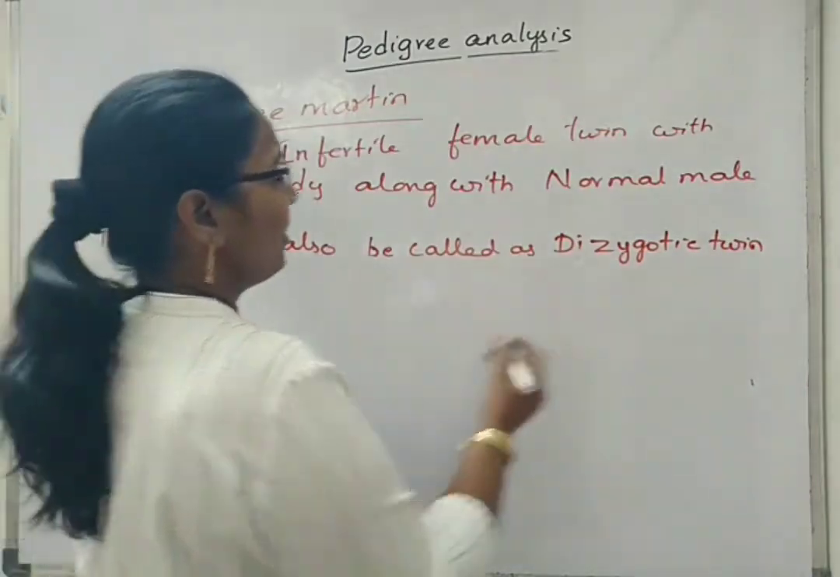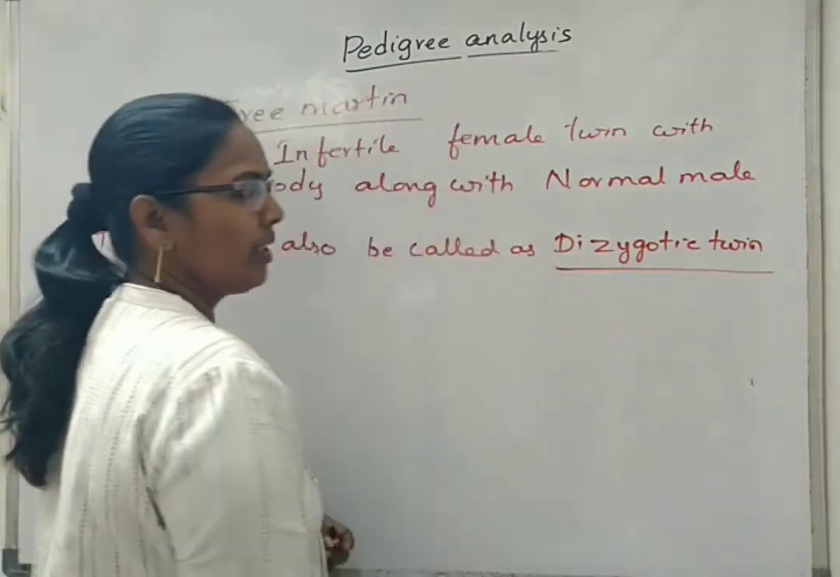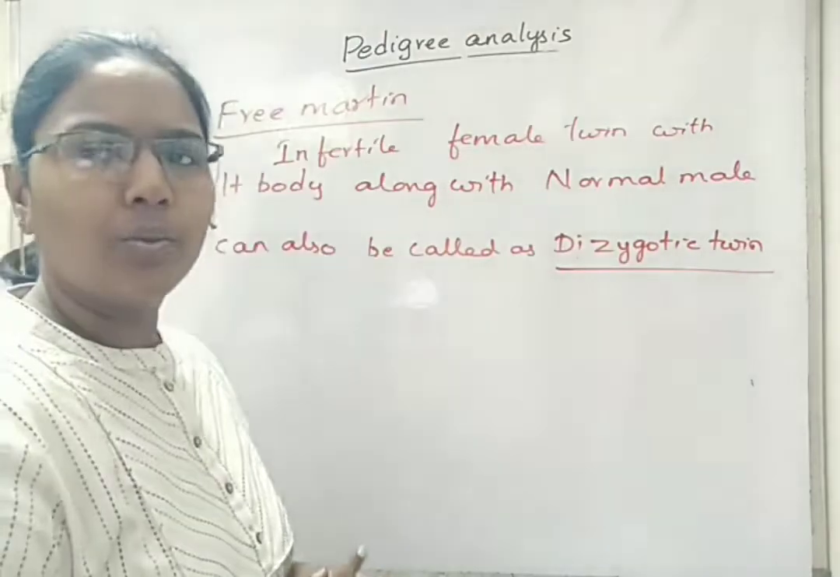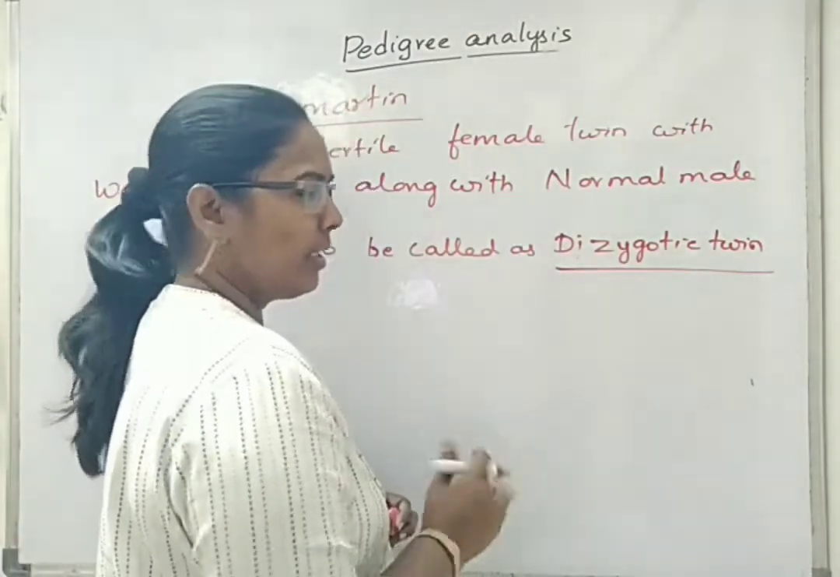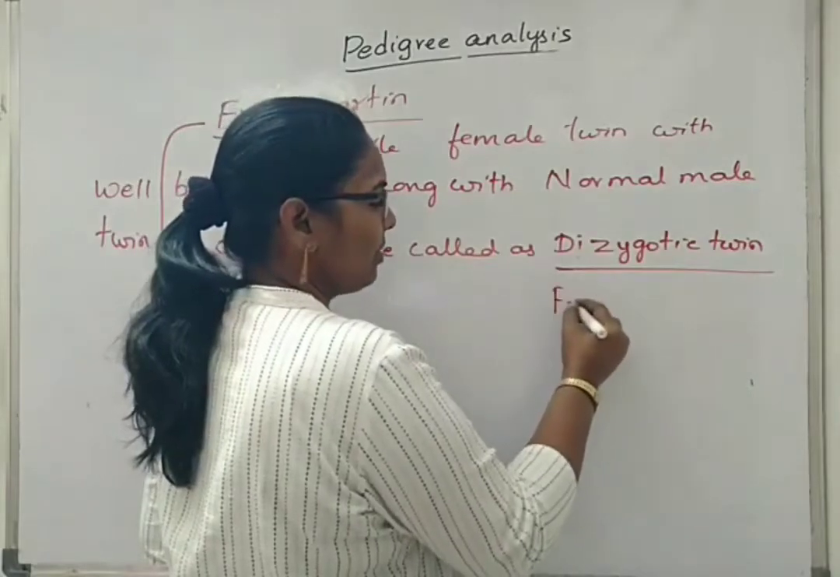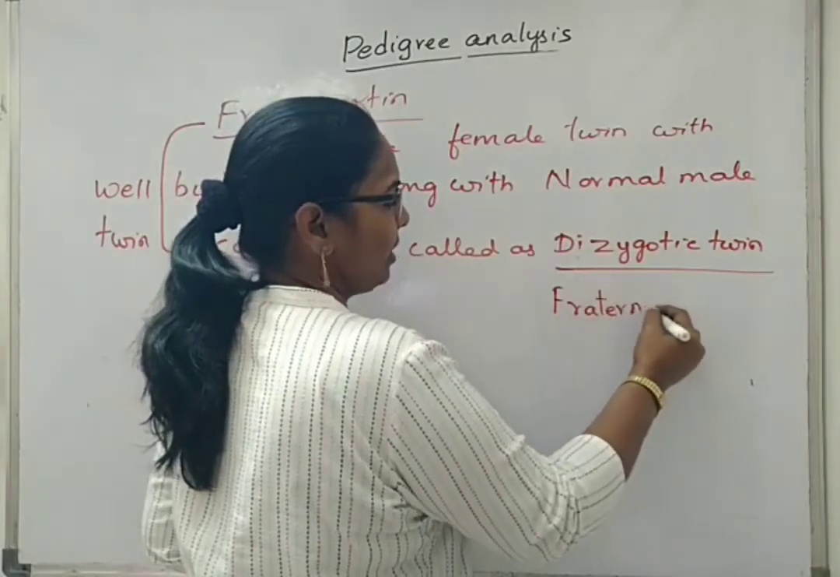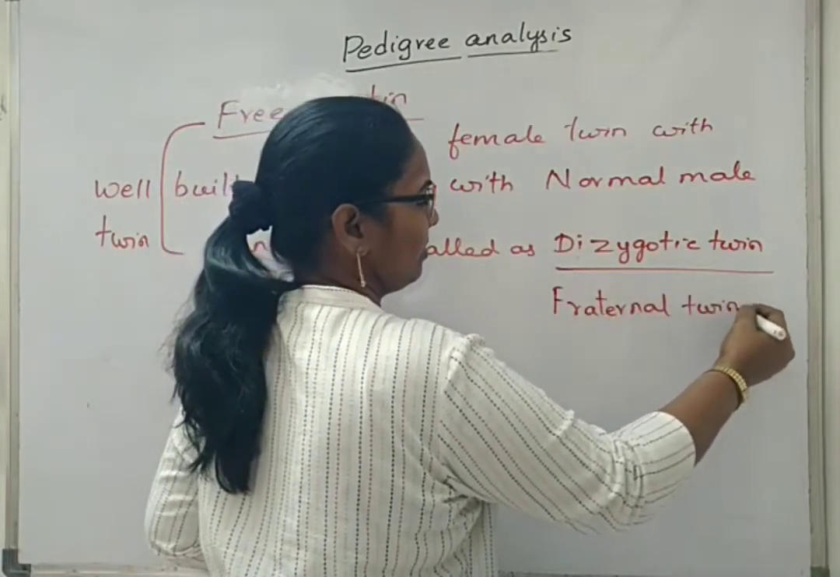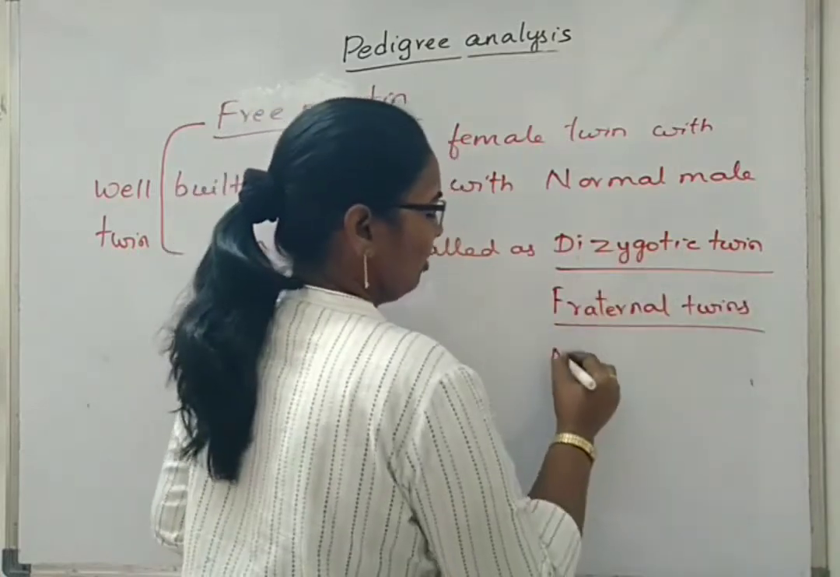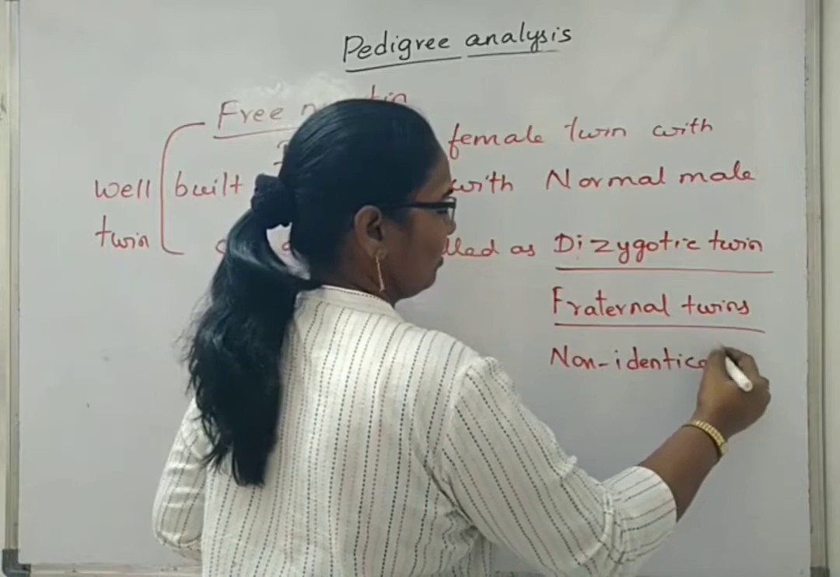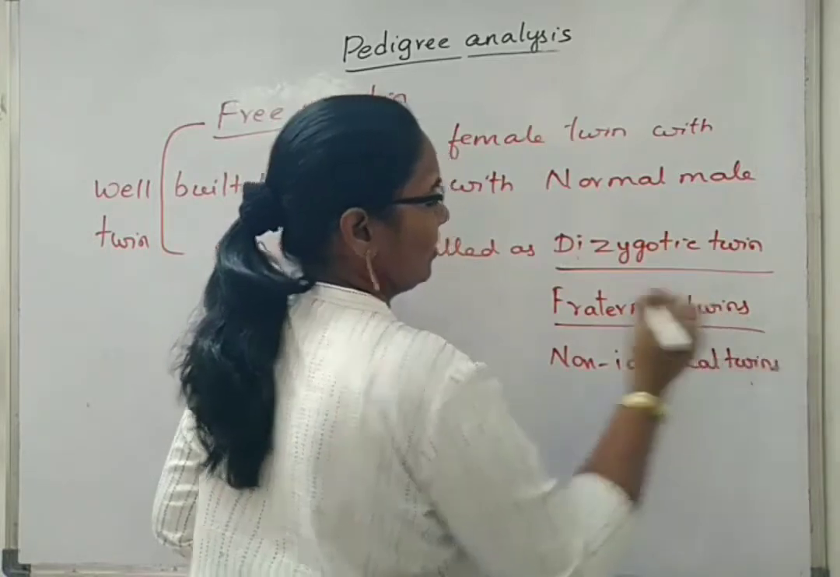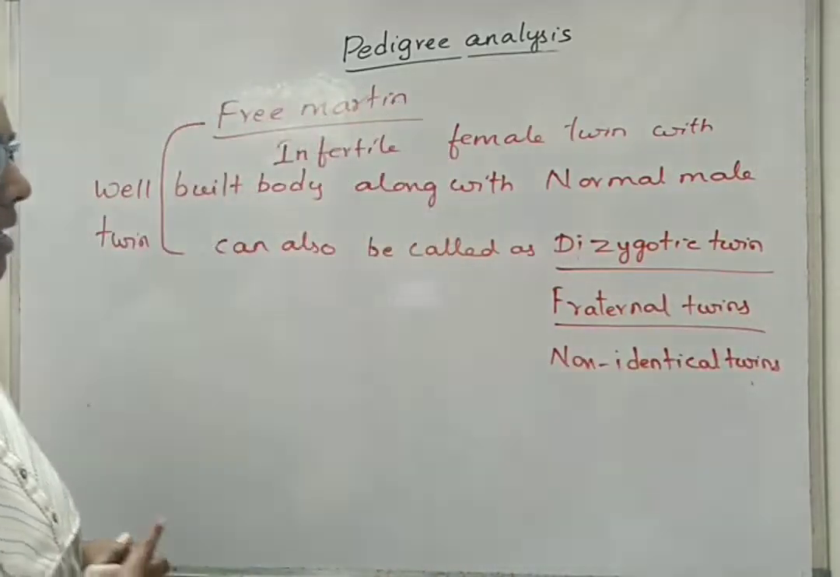Such type of free martin twins are also used with the term. Normal dizygotic twins can also be called non-identical twins, that I told you. Another term is fraternal twins or non-identical twins.